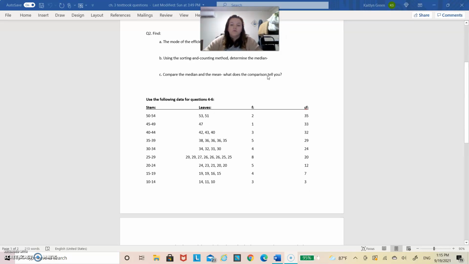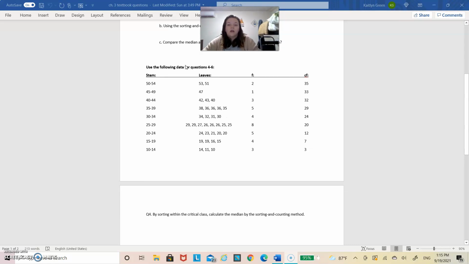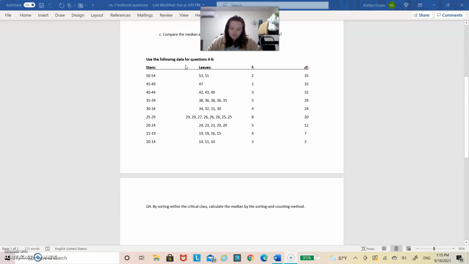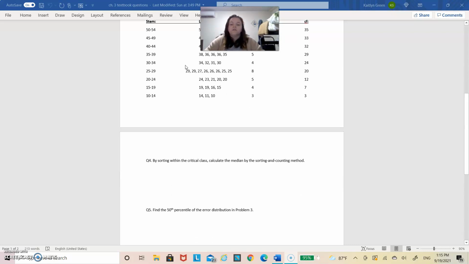Moving on to number 4 through 6, we have to use the data found in the stem and leaf plot to answer the questions. We don't have to do question 3, but just to go ahead and mention it, the mean of this data is going to be 28.83, because we will need that for one of the questions later on. It says, by sorting within the critical class, calculate the median by sorting and counting method.